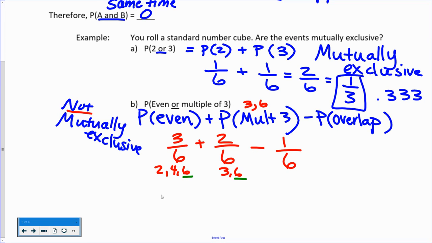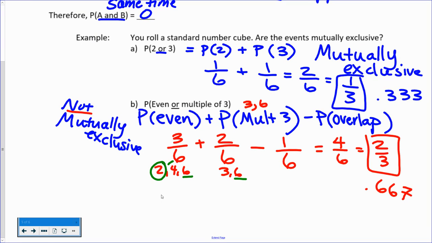So 3 plus 2 would give me 5, minus 1 would be 4/6, or 2/3, or if they asked for the decimal, 0.667 rounded. That should hopefully make sense when you look at all the possibilities. Could be a 2, could be a 4, could be a 6, or it could be a 3. I already included the 6. So there are 4 of the 6 options that would make sense to get either an even number or a multiple of 3.